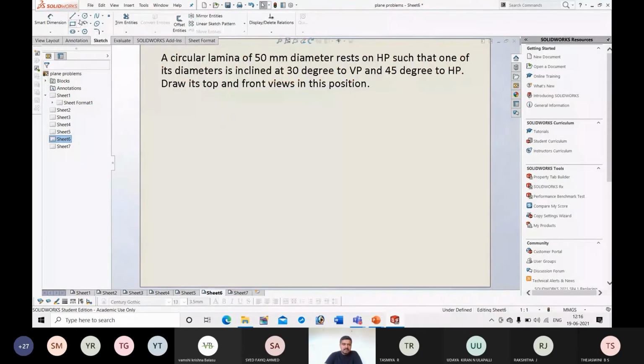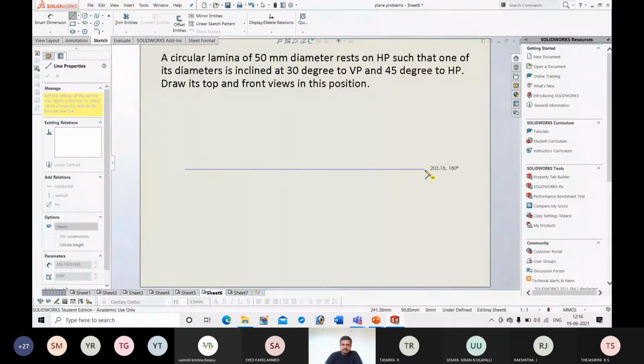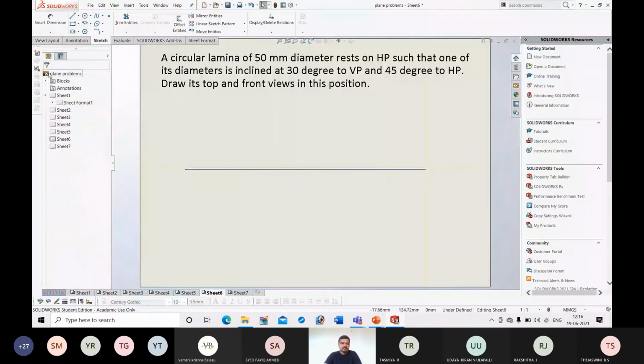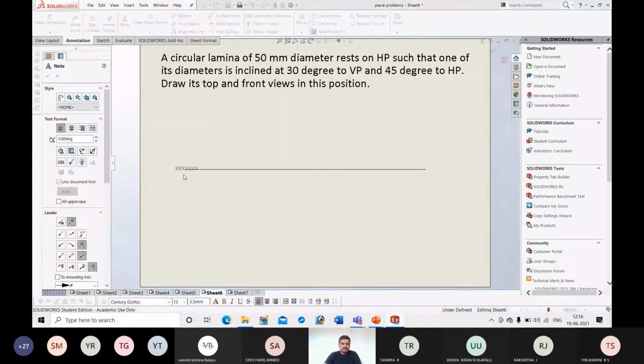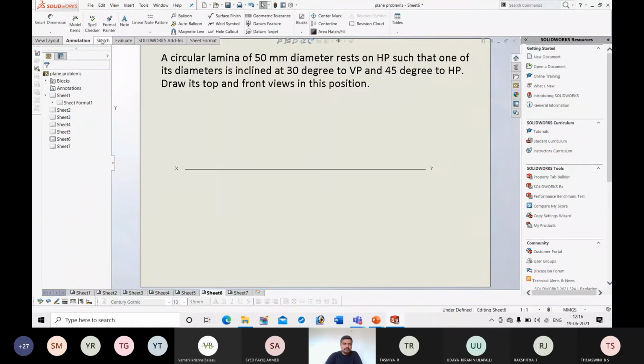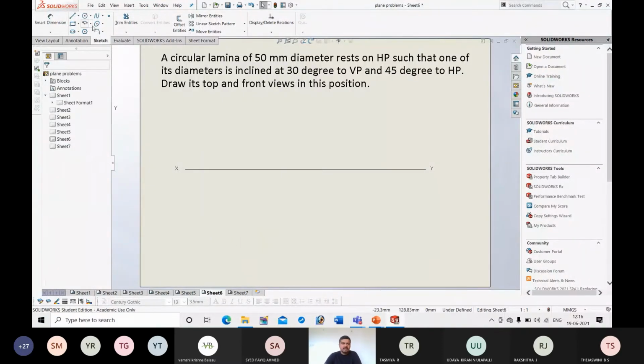So first I will draw the XY line. Okay, next, I will start from the top view. So using a compass, draw a circle having diameter 50. That means the radius will be 25.